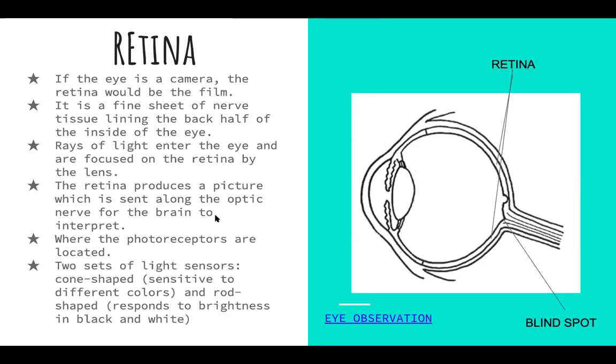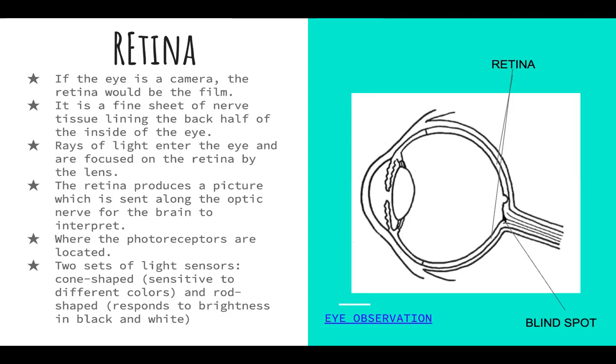Your retina is where these photoreceptors are located. 2 sets of light sensors, so your cone-shaped and your rod-shaped sensors are located on your retina. Your cone-shaped are the ones that are sensitive to different colors of light, and then the rod-shaped ones are what are sensitive to our response to brightness in black and white.